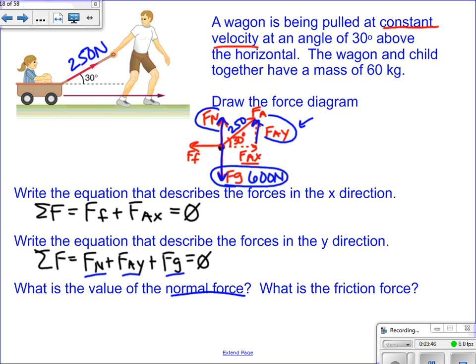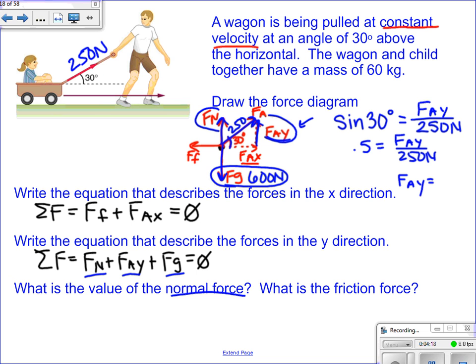So I'm going to do that using my trig. Force applied y, notice, is opposite of the 30-degree angle, and I know the hypotenuse is 250 newtons. So sine of 30 degrees equals the opposite, which is the force applied y, over the hypotenuse, which is 250 newtons. Sine of 30 is 0.5, and that's equal to force applied y over 250. If I multiply 250 by 0.5, I end up getting force applied y is equal to 125.